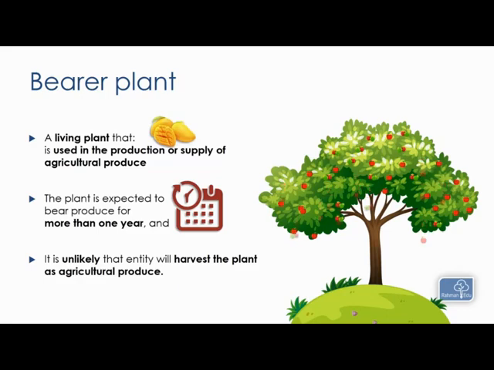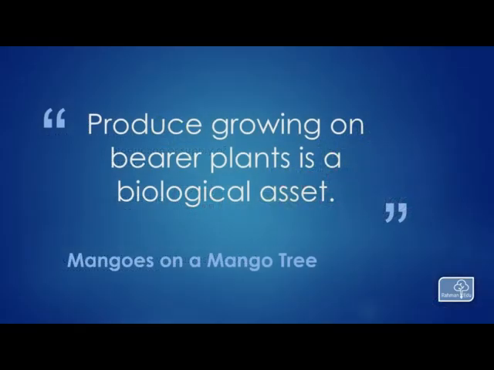Now you know what is a bearer plant. Now a bearer plant may have some fruits growing on that tree, like mangoes on a mango tree. Those mangoes will be considered as biological assets, so you should measure those mangoes separate from the measurement of bearer plant, of course.